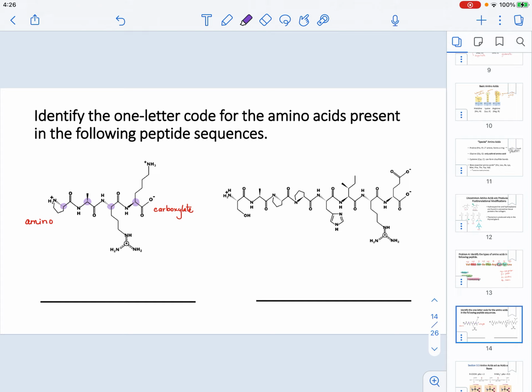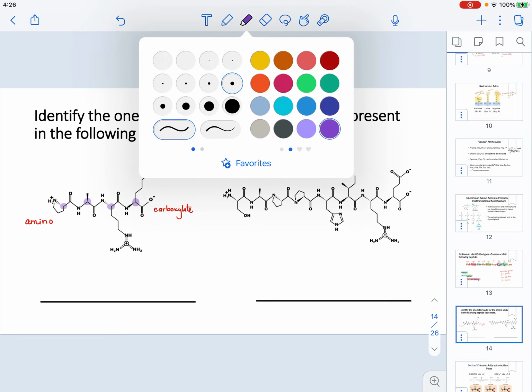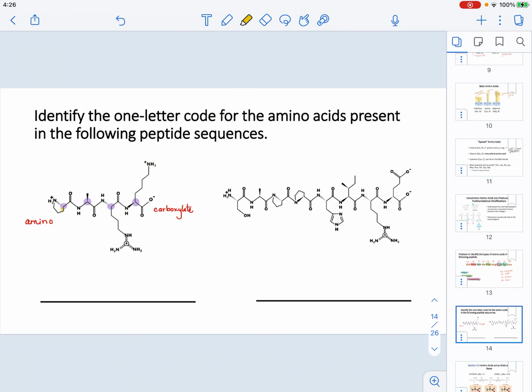So what does that mean? That in the 5 highlighted alpha carbons, that's where my side chain is. And based on the side chain that is there, I can determine the amino acid that is present. So let's categorize each of them. In the first one, I have a side chain that is connected to the amino group. So that means that I have proline present, and the one-letter code for proline is P.